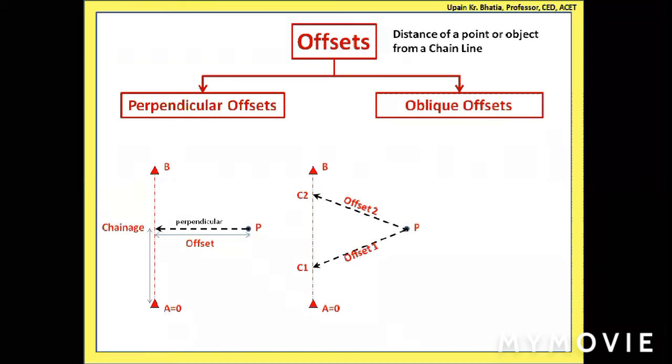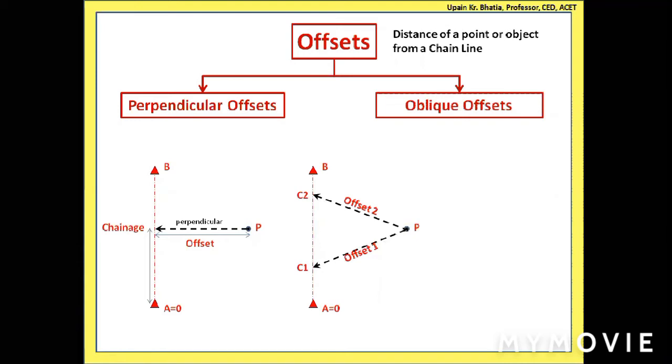So without measuring any angle or without knowing any angle even, because C1, C2, P is a triangle whose all the dimensions are known to you, you can plot it. There is no need of measuring any angle.